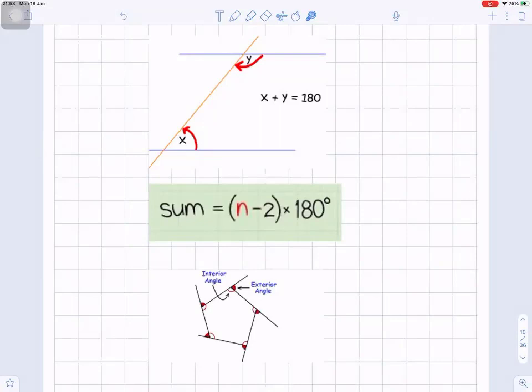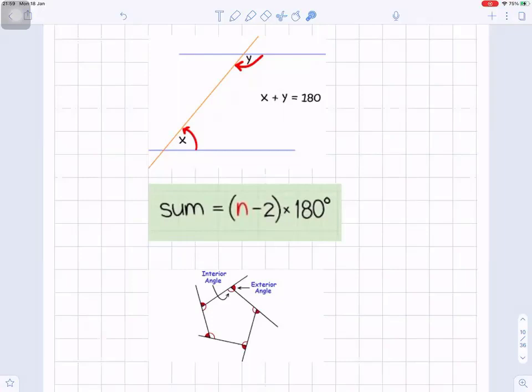The first one, if you look at this shape, it looks like a C shape. So this angle Y and this angle X, when you add them up, you get 180 degrees. So you need to remember that X plus Y equals 180 degrees. These 2 lines are parallel, and this angle is like a C shape. It's called co-interior angles or allied angles. The 2 add up to 180 degrees.